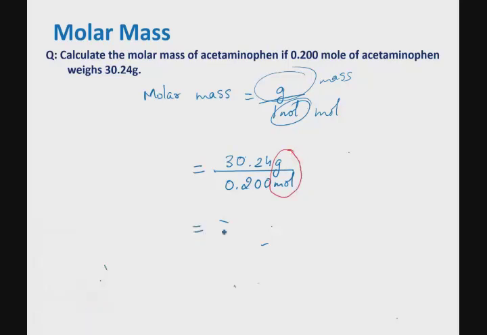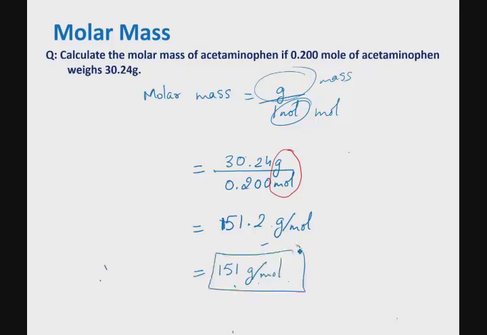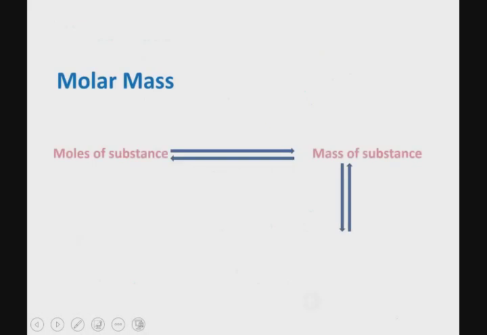So if you divide these numbers, you get 151.2 grams per mole. You do have to round for significant figures. Now the numerator is in 4 while the denominator is in 3. So the answer needs to be in 3 significant figures, and hence 151 grams per mole will be the molar mass for acetaminophen.